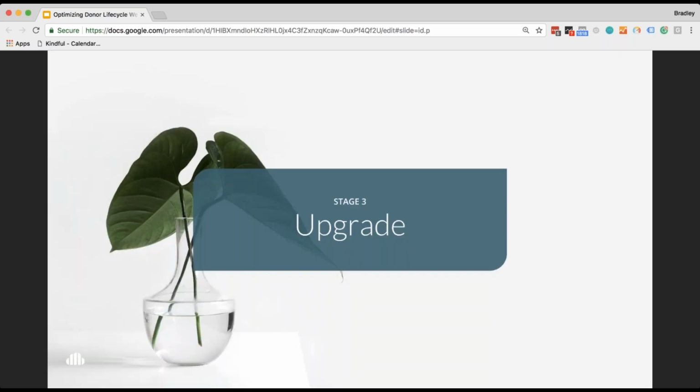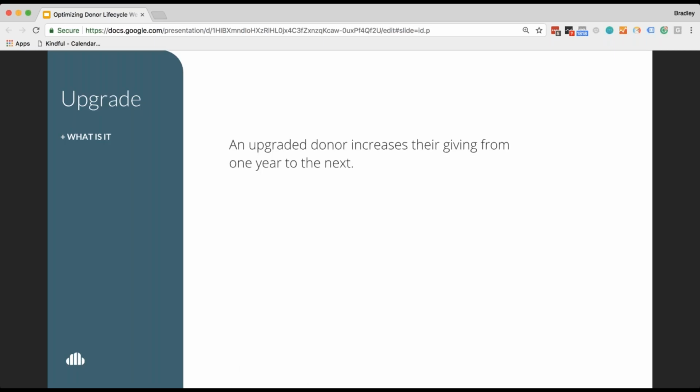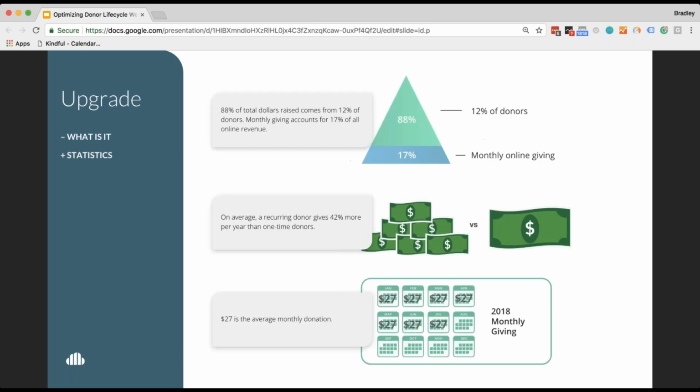So let's jump into upgrades real quick. So lastly, what is an upgrade? Upgrade to me is one of the more fascinating things that we've really chosen to put some focus on, because it's not something I see people talk about often in the nonprofit space. And so an upgraded donor is just someone who increases their giving from year to year. That's our definition.